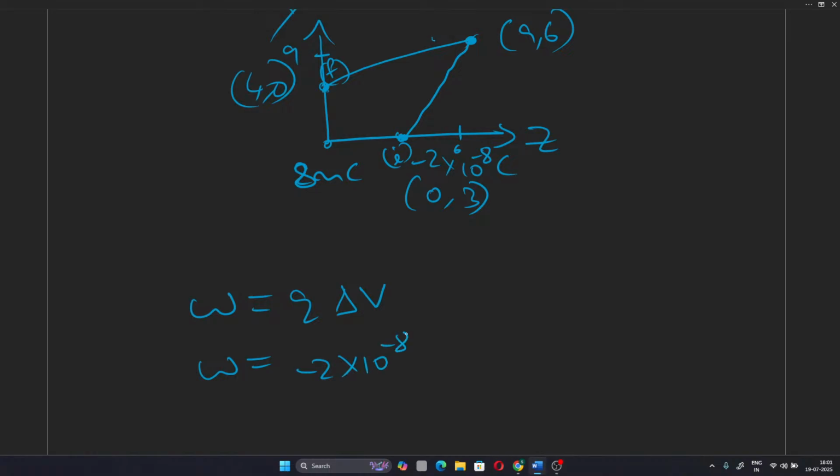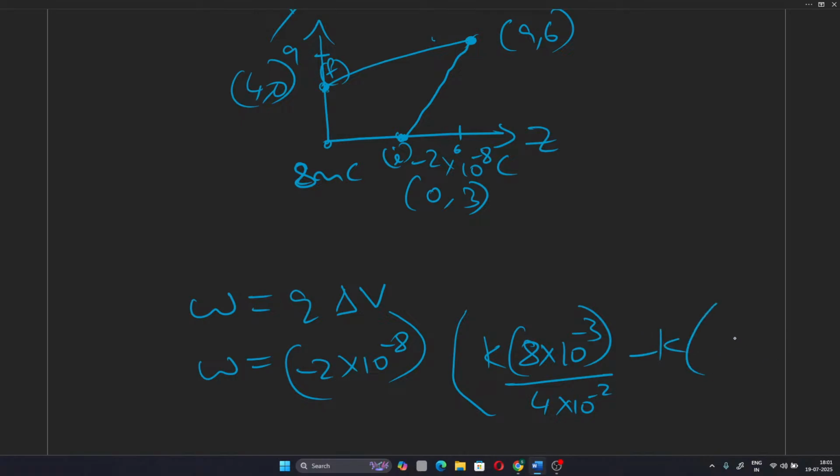So W equals -2 into 10 power -8 coulomb times the initial minus final potential, that is K times 8 millicoulomb of charge, 8 into 10 power minus 3, by the distance from origin, which is 4 centimeter, 4 into 10 power minus 2, minus K of 8 into 10 power minus 3 by the distance here, which is 3 into 10 power minus 2.